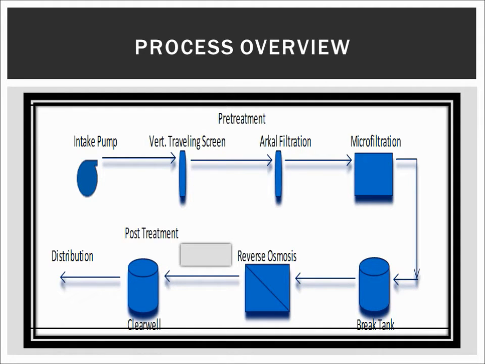Additionally, due to the removal of almost all constituents from the water after RO treatment, post-treatment will be required before distributing the water. The overall treatment process will consist of pre-treatment, microfiltration, reverse osmosis, and post-treatment. The figure in this slide presents the process scheme diagram.